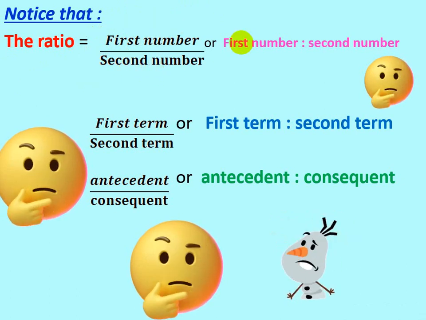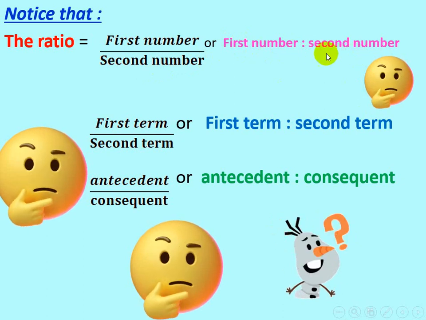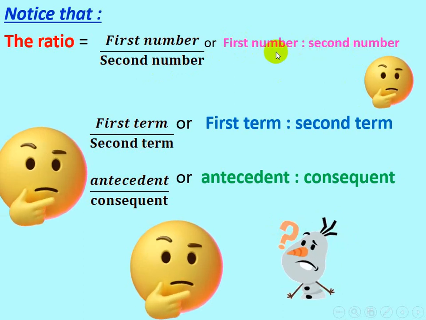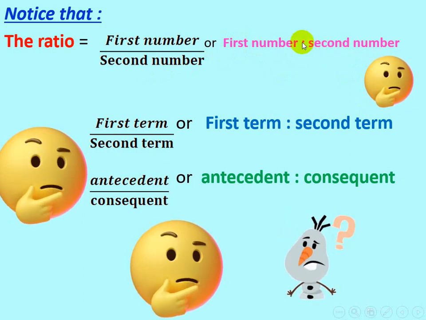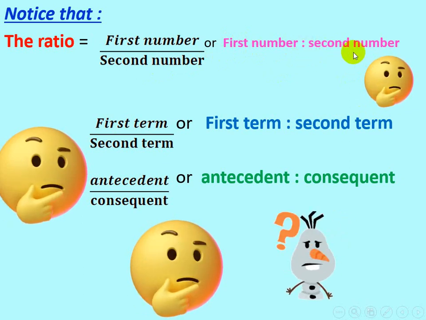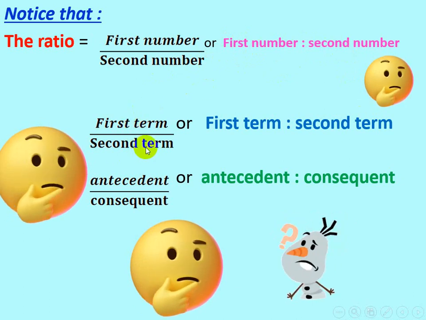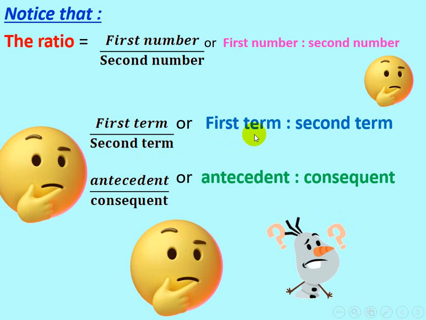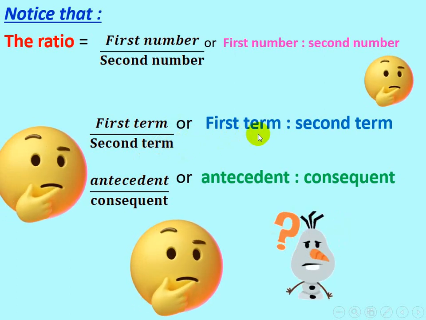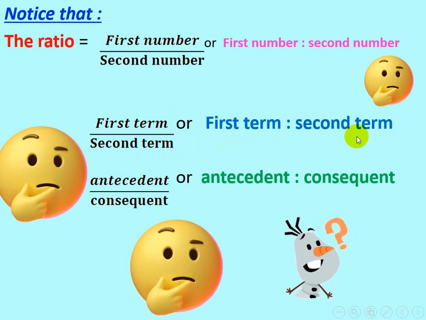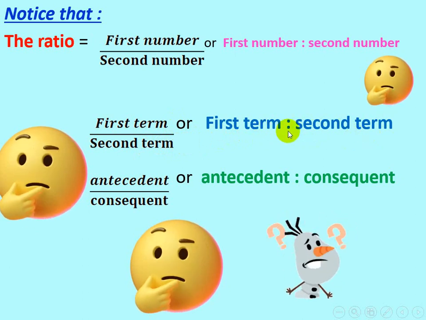Another way to write it is first number to second number. Or by another way, first term over second term, or first term to second term.